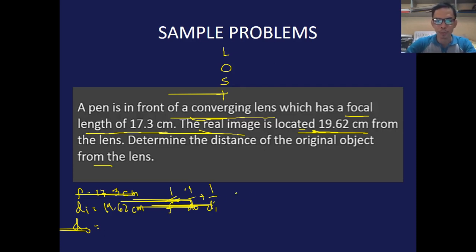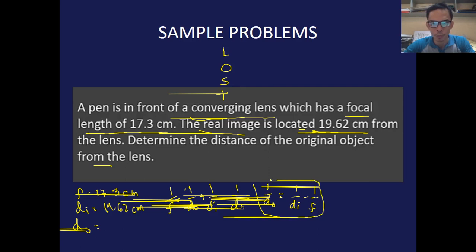So in this problem, we will just substitute everything. We are looking for 1 over d sub o, which is equal to 1 over d sub i minus 1 over f. Yeah, so this is the formula that we are going to use.